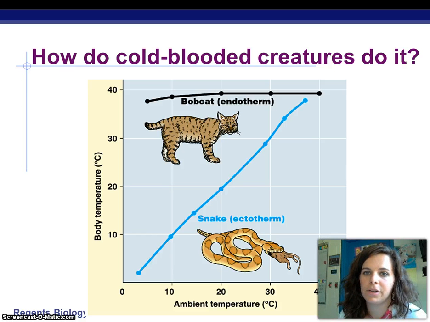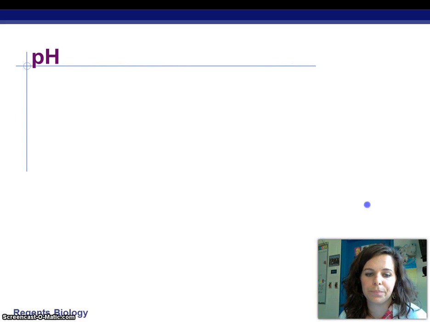So how do cold-blooded creatures do it? Okay, we have a bobcat, which is an endotherm like us, but snakes are ectotherms. So they don't have a specific temperature that they use. So their enzymes in their body, they may have multiple enzymes that do the same thing at different temperatures, or it might be an enzyme that works well in a larger temperature range.